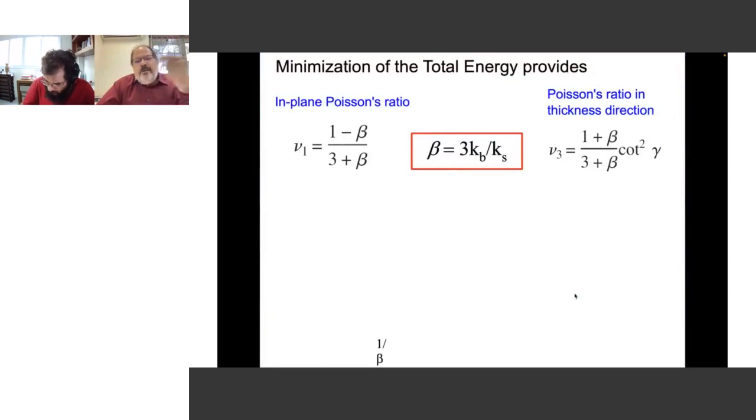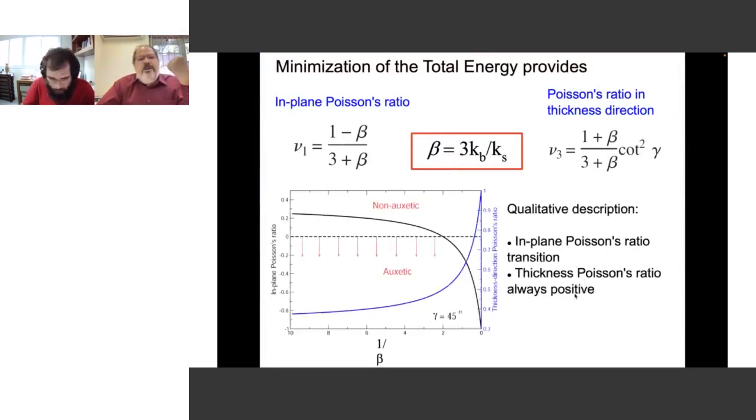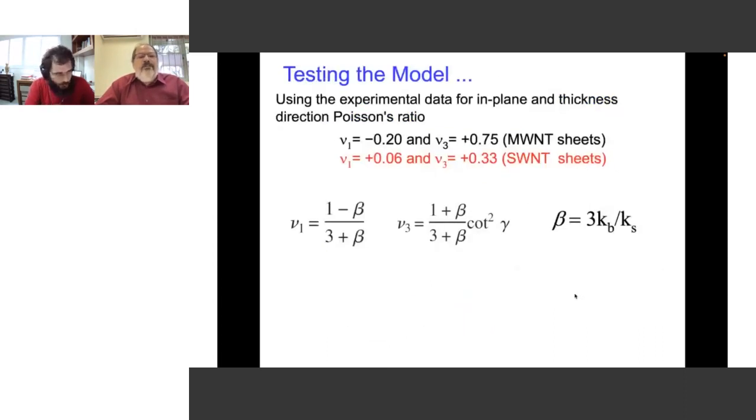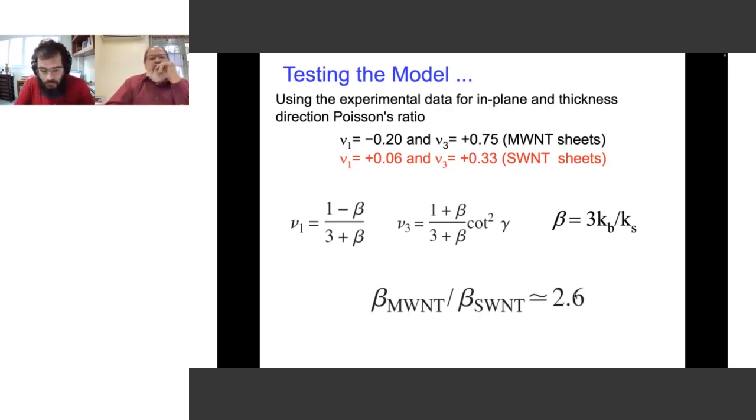Using very simple mechanics, you can derive an expression to estimate the in-plane Poisson ratio, and you can also derive an expression for the Poisson ratio in the thickness direction. And this model works as the first and most important test: there is a non-auxetic to auxetic transition, and vice versa. Okay, and also you have the limits of this value for the single-wall and multi-wall nanotube to optimize. So from this estimation, we see that 2.6 works like a magic number for optimizing the performance.